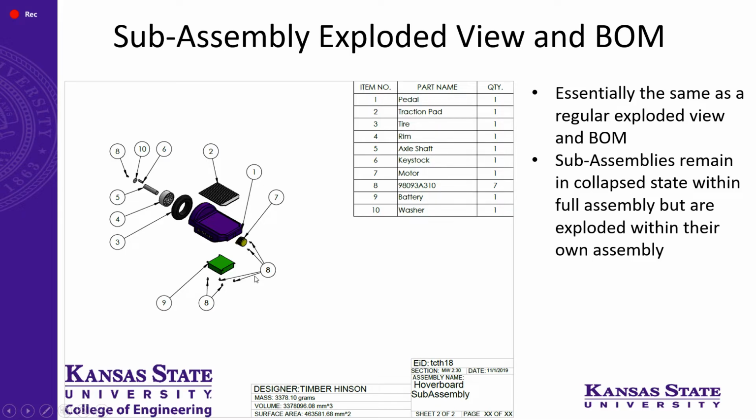And again, subassemblies remain collapsed. And so, this number 7, say this is a subassembly. Number 7 will just be the motor subassembly, and that'll stay collapsed. And then on a separate page, you'll have the motor subassembly exploded out, and then you'll have that piece with a bill of materials and such.